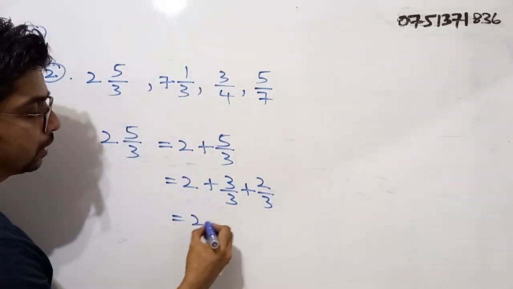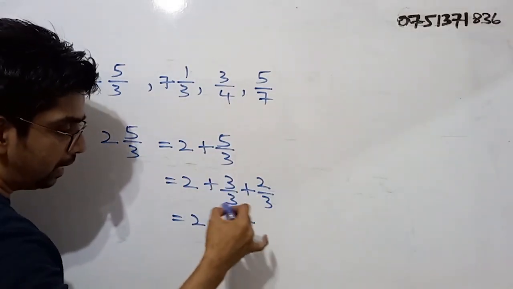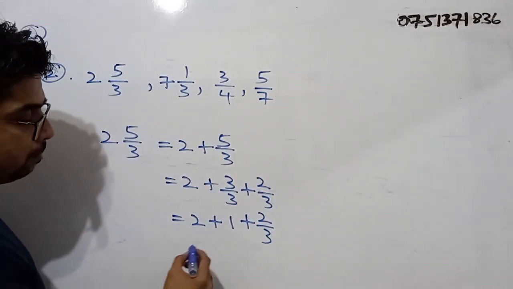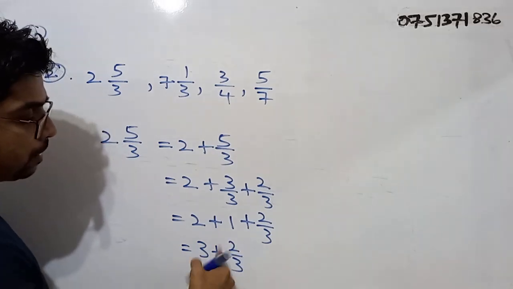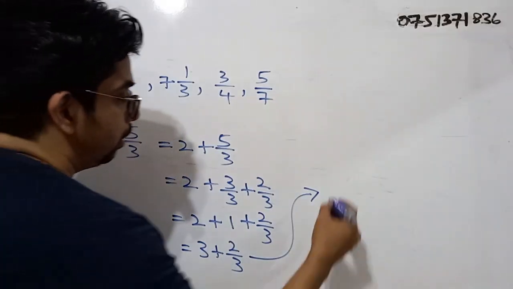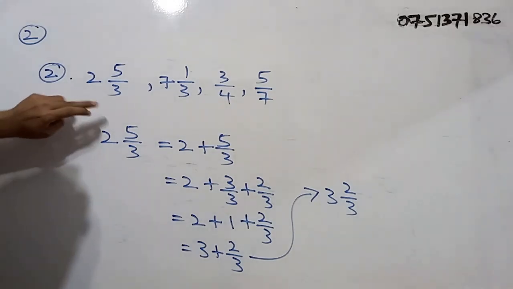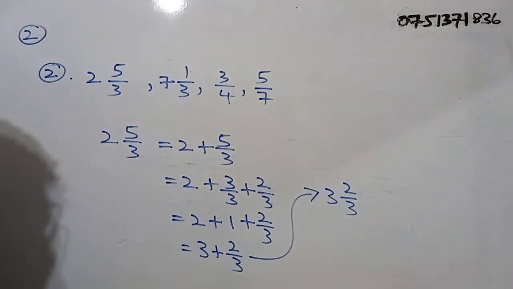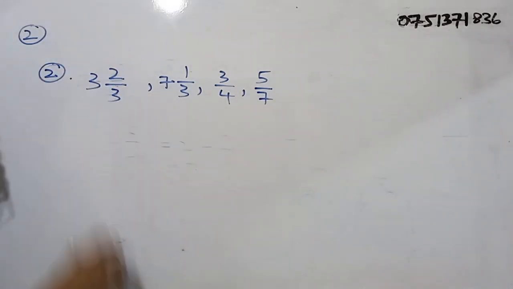3 by 3 means what? 3 by 3 means the entire 1, right? Then what do we have? 2 by 3. Then we can simplify this as what? 3 plus 2 by 3. 3 plus 2 by 3 means what? If we simplify it over here, what is that? 3 and 2 by 3. So that means this mixed number is equal to this one, 3 and 2 by 3. So I have rewritten the first fraction as 3 and 2 by 3.